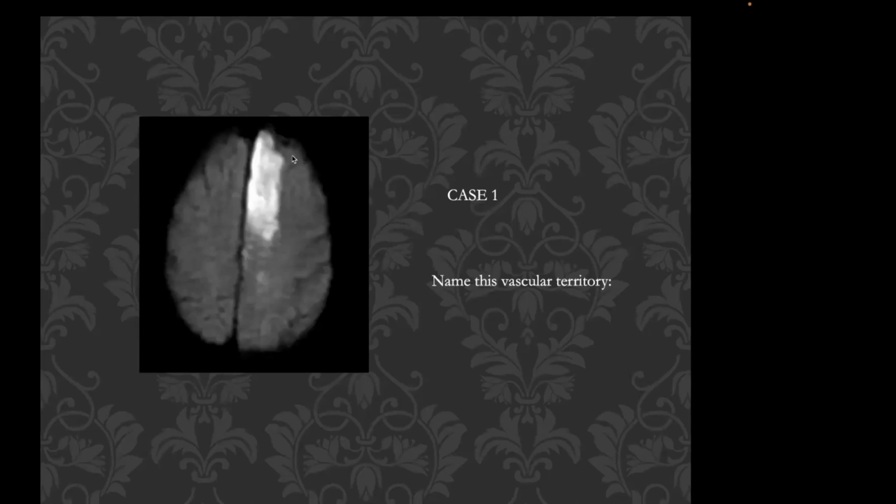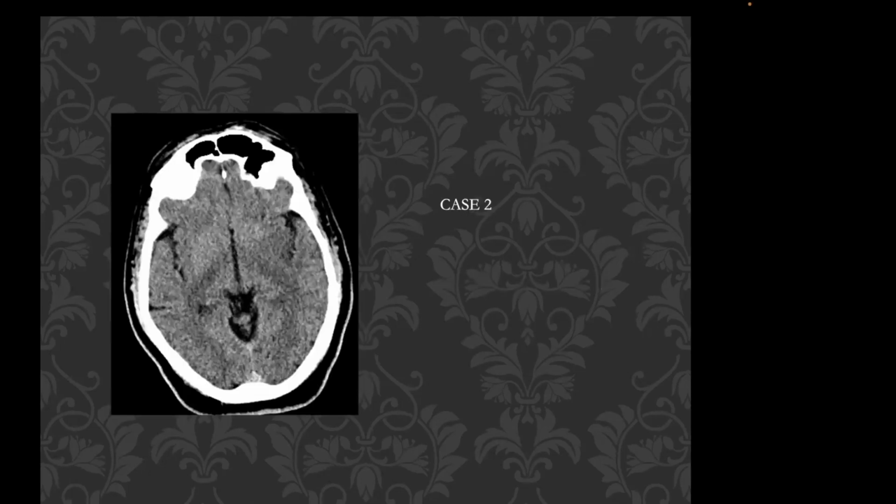This vascular territory is, of course, the anterior cerebral artery territory hugging the midline. This territory out here, you can see the area of normal brain, is the MCA territory.